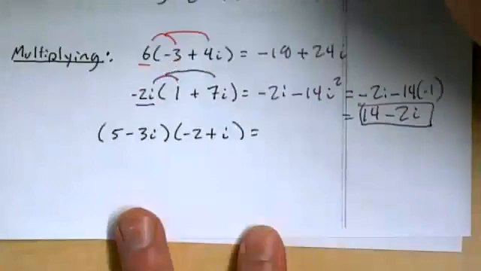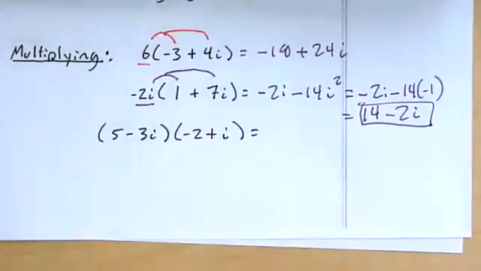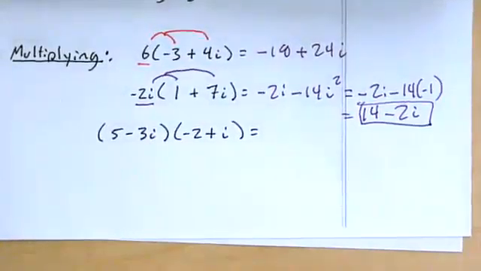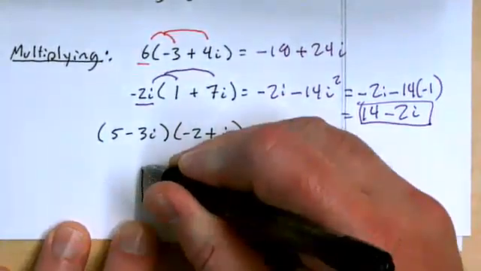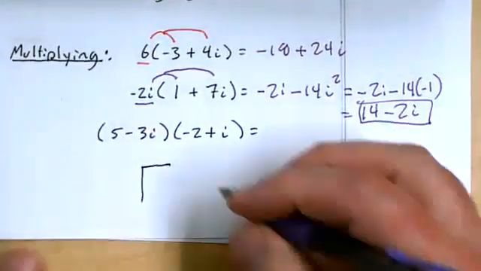All right, lots of different ways to do this last one. You could use FOIL, you could use the little rainbow distribution thing. I like the little rectangle box. Rainbow distribution, I don't know what the name for this is.